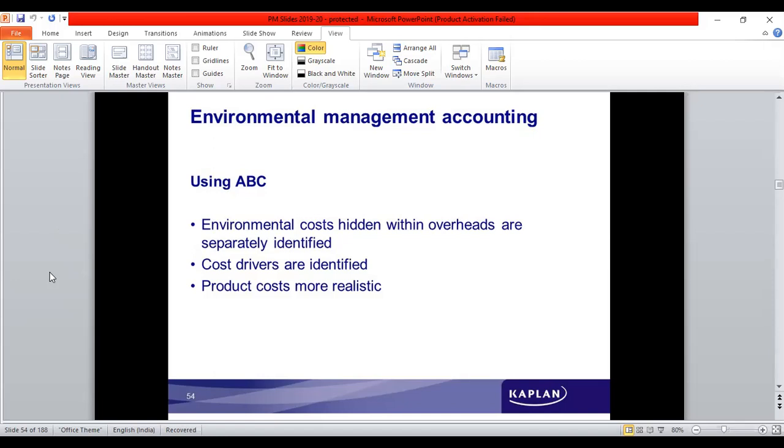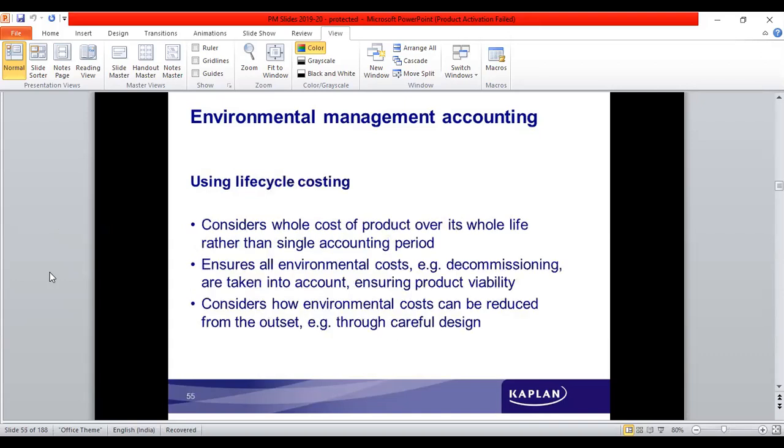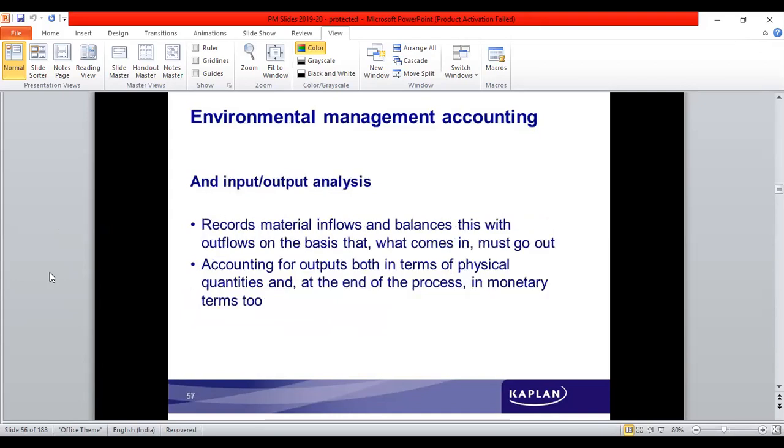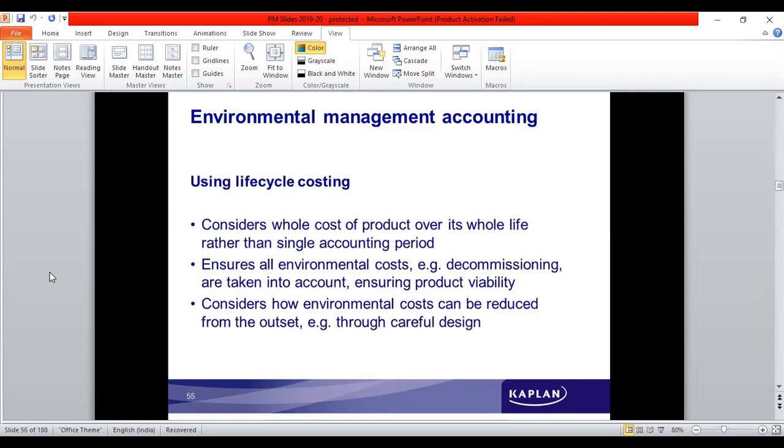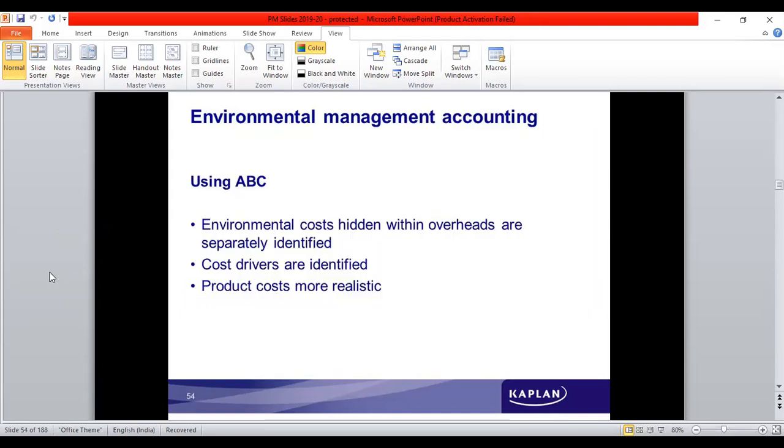Theoretically it would not be explained because it's not a part of the content, but the cases discuss these things. So what are the various things which are used? We see ABC, life cycle costing, flow cost accounting, and input output analysis. These are the four methods which are used.